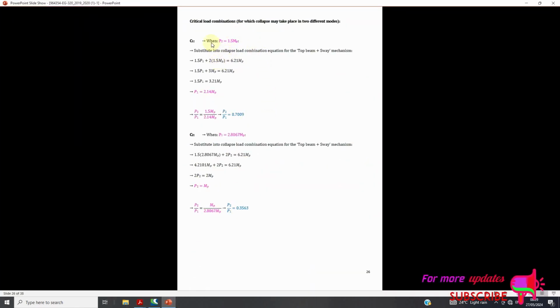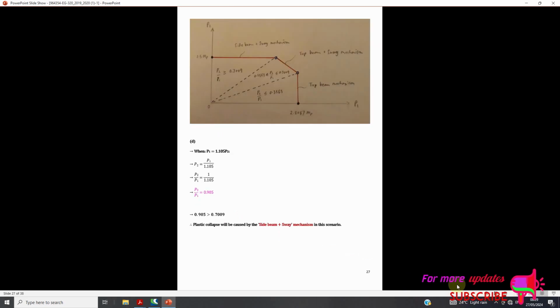Now you substitute the collapse load combination for the top beam plus sway mechanism in that algebraic equation. Now you get that P2 over P1 is equal to 0.7009. Now when P1 is equal to 2.8067 MP, substituting into the top beam plus sway mechanism, you get that P2 over P1 is equal to 0.3563. Now if you plot, the graph will be as shown.